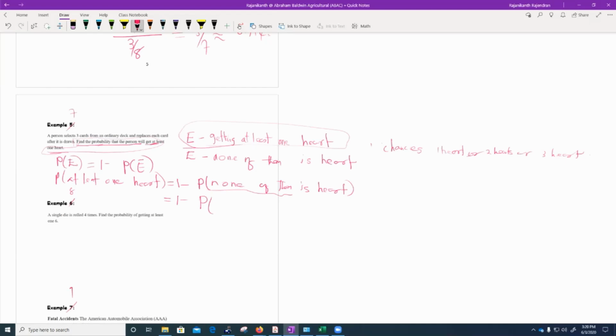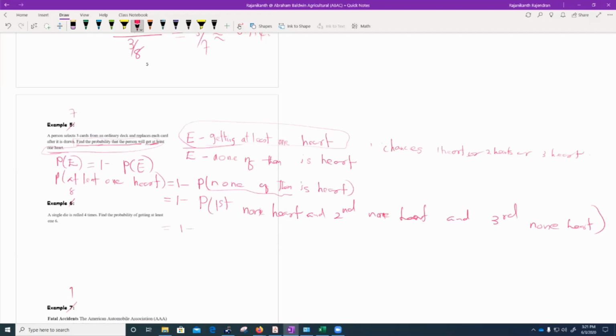That means the probability of none of them is heart means the first choice is non-heart, right? And the second chance also, non-heart. And in the third drawing also he's not getting a heart. So that's the meaning, right? So finding these three probabilities is now much easier.